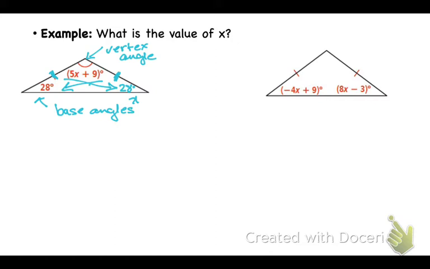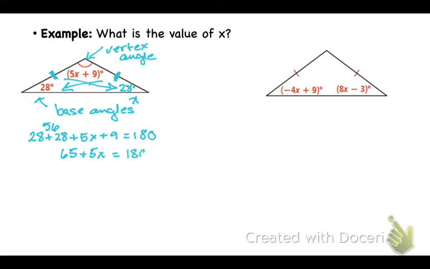what do I need to do to all of those to figure out what x is? Add them and equal it to what? 180. So 28 plus 28 plus 5x plus 9. Okay, 28 and 28 is 56. So plus 9, so 65. So 65 plus 5x equals 180.